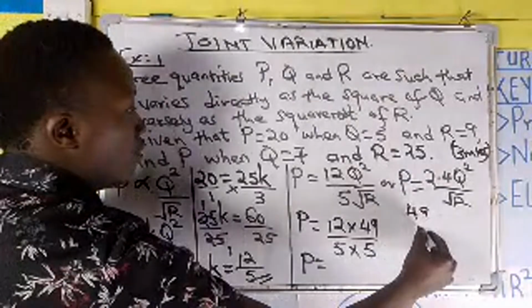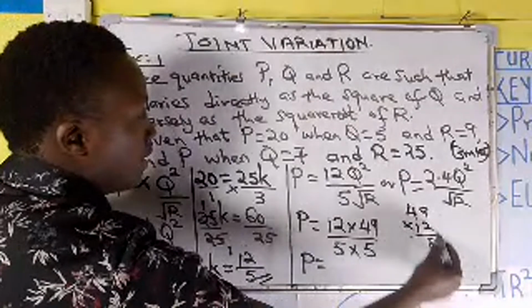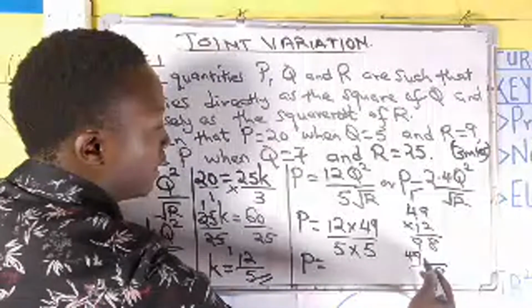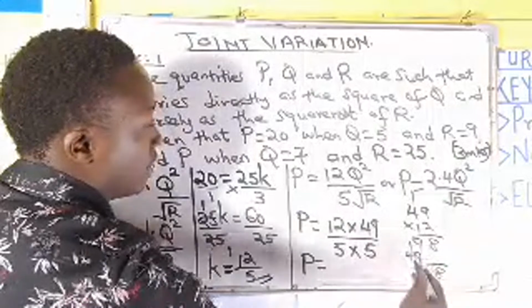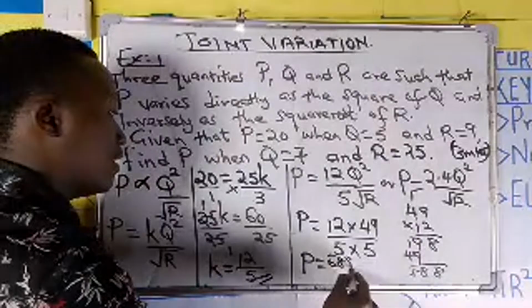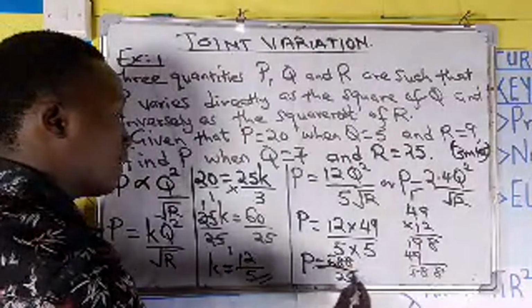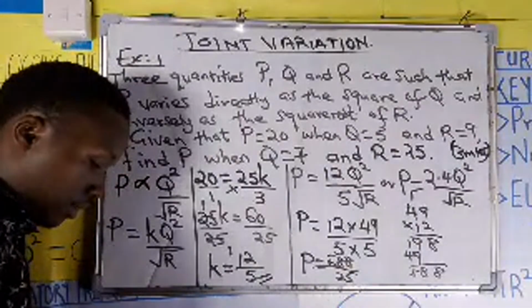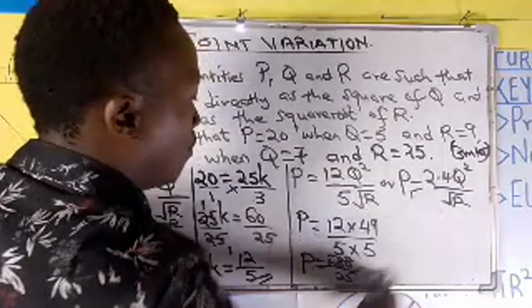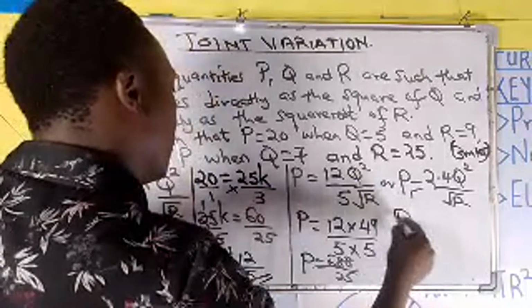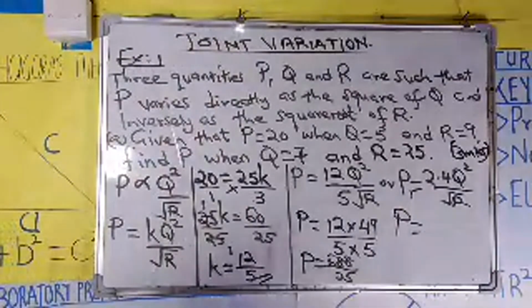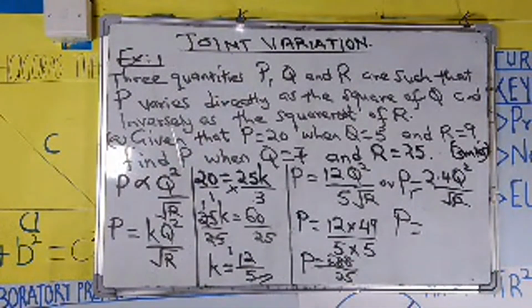So our P will be equal to 12 times 49. So 49 times 12 is 588. So it will be 588 divided by 25. So what is 588 divided by 25?